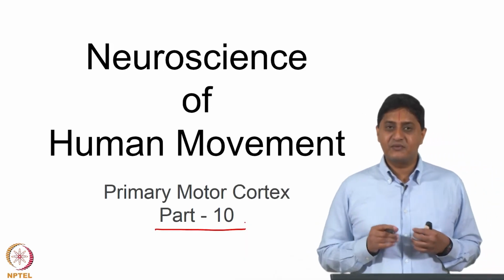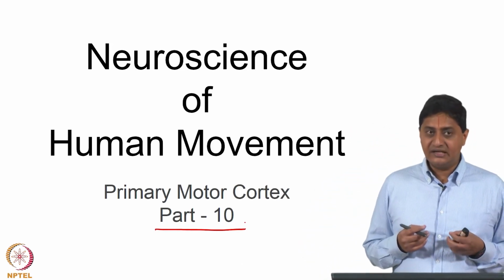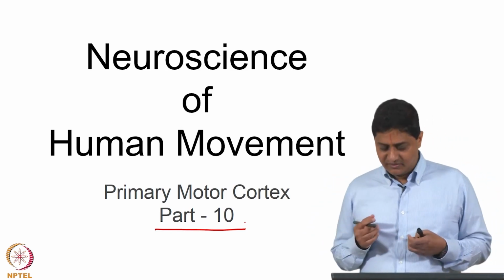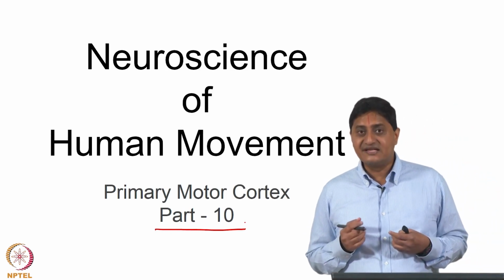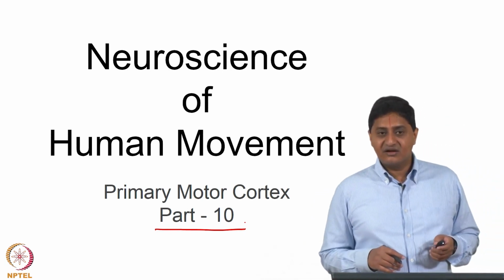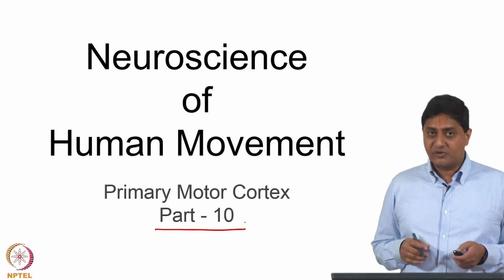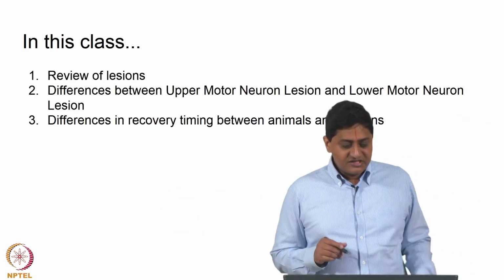So, we have been discussing primary motor cortex and its contribution to motor function and dysfunction when there is a lesion in the primary motor cortex. In the last class we discussed what could be the role of lesions of primary motor cortex on movements. So, let us review that concept.